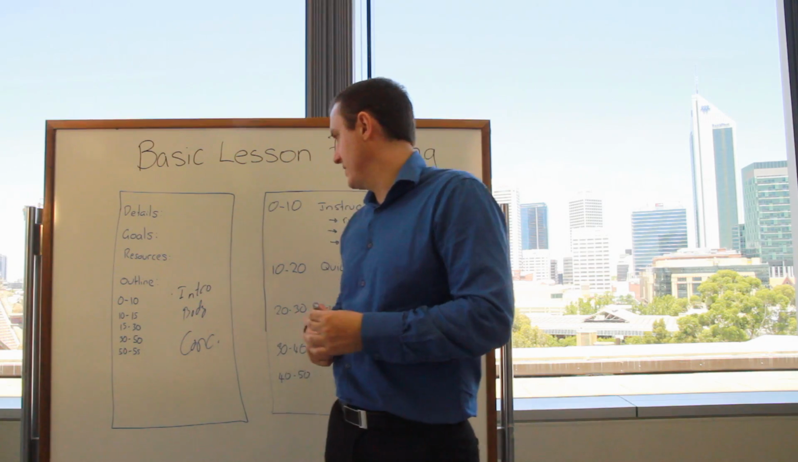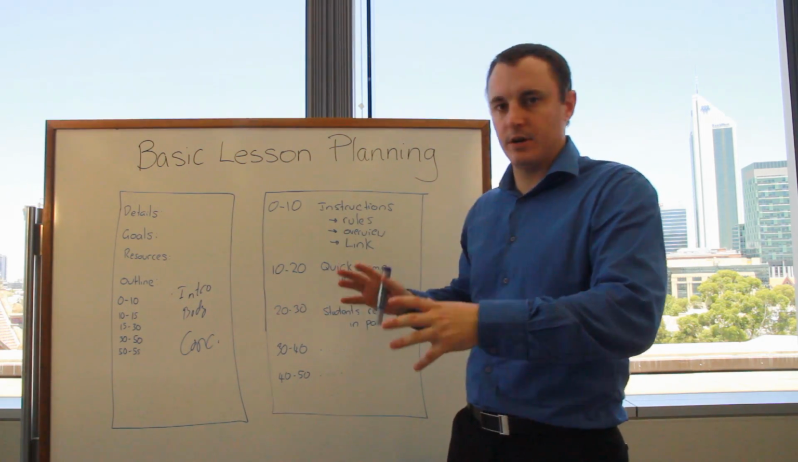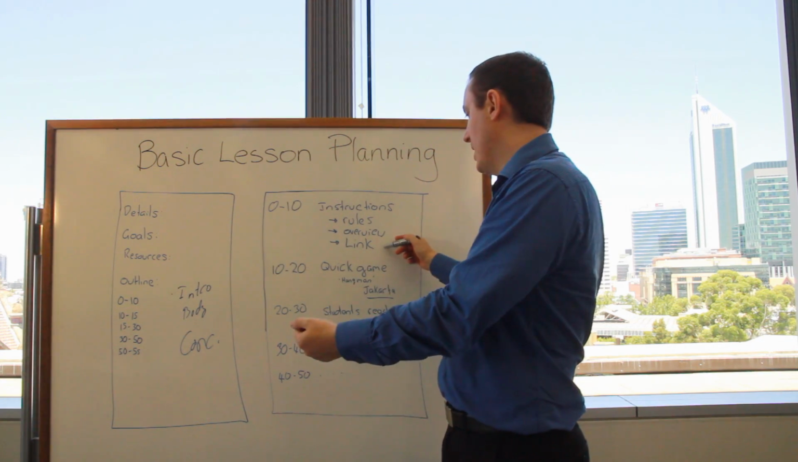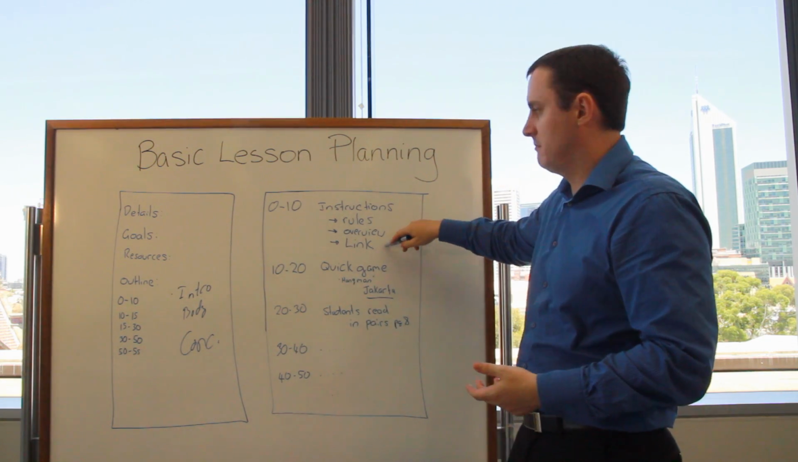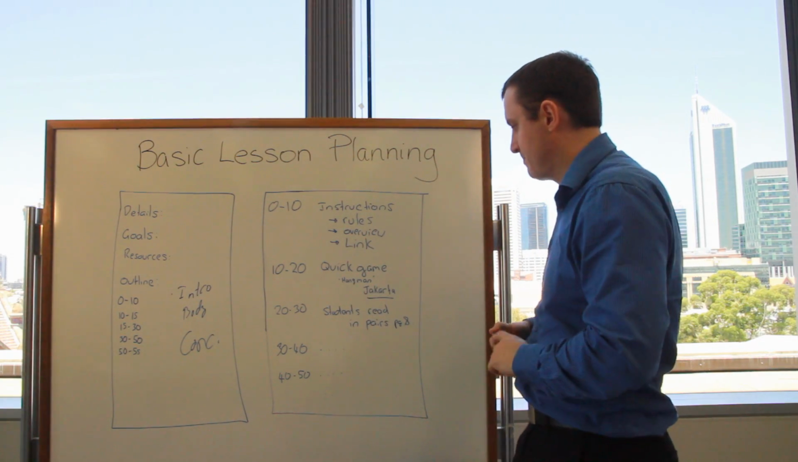But generally 0 to 10, that's your intro, and that's where you go through stuff like your rules. So right, today this is what we're going to do, a quick overview so that people know where they're going, and a link. Last lesson we did this, this lesson we're doing this. You can see how it sort of relates.